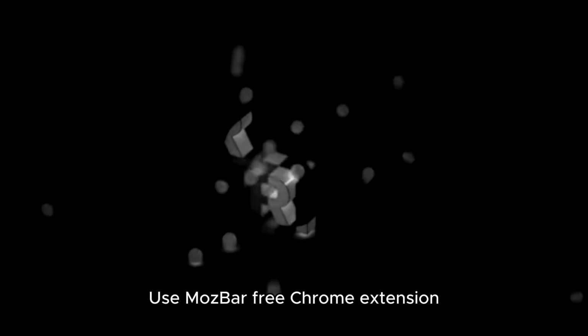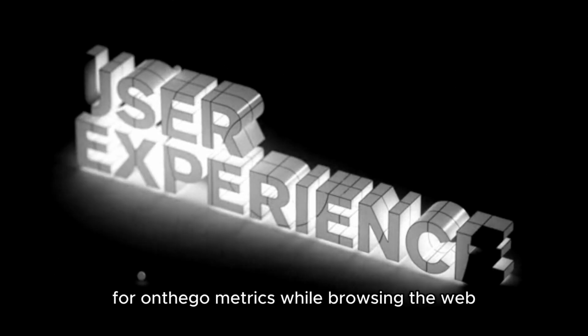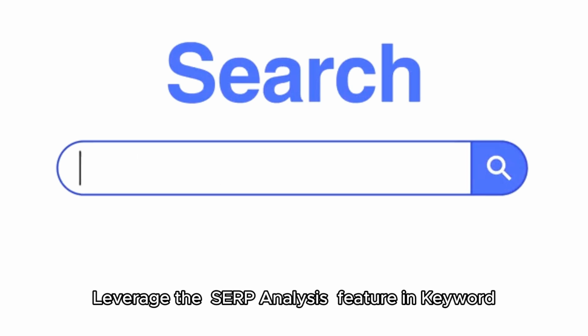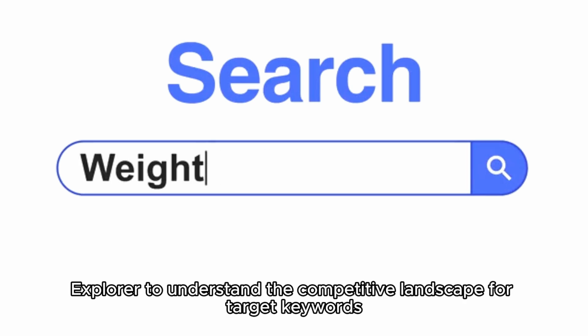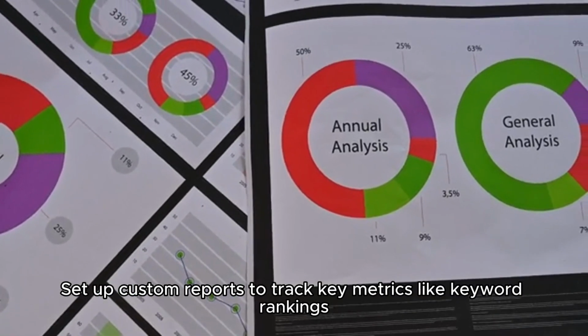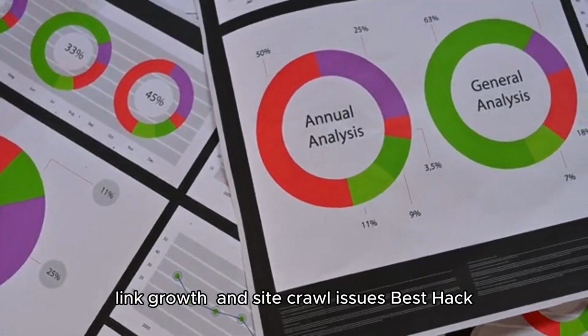Tips and tricks. Use Mozbar, a free Chrome extension, for on-the-go metrics while browsing the web. Leverage the SERP analysis feature in Keyword Explorer to understand the competitive landscape for target keywords. Set up custom reports to track key metrics like keyword rankings, link growth, and site crawl issues.